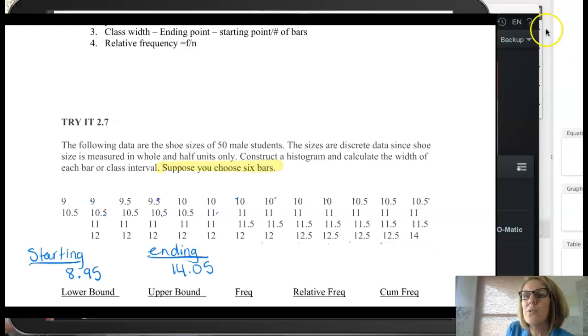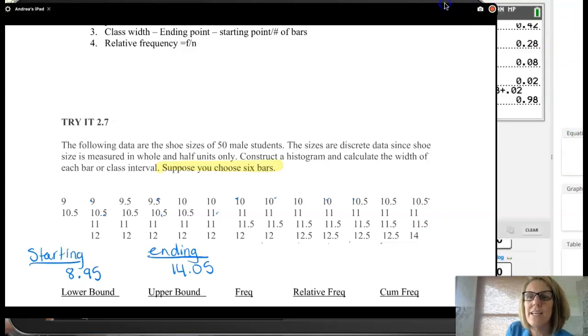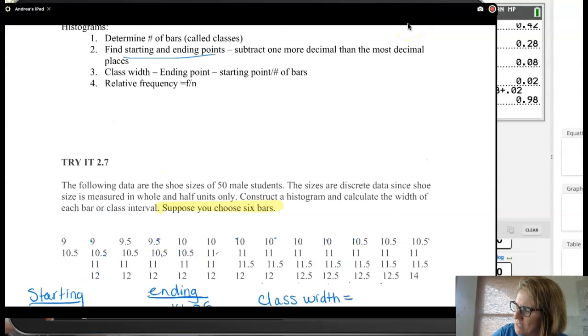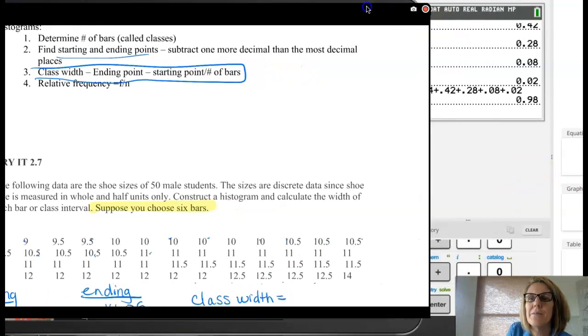Okay, so now what we're going to do is calculate our class width, or the width of each bar. Remember, the way we do that is take the ending point minus the starting point and divide it by the number of classes. So let's look at our calculator here. Bear with me.